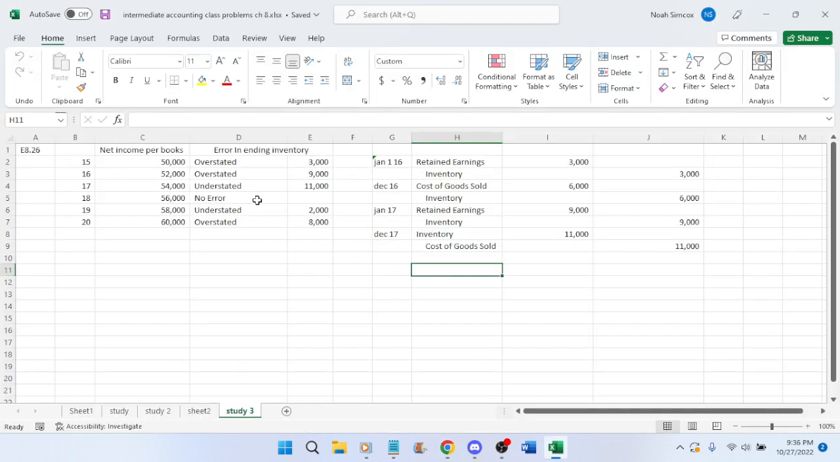Okay, here's the information from the question. Here are the journal entries. Ending inventory is overstated by 3,000 at the end of 2015.